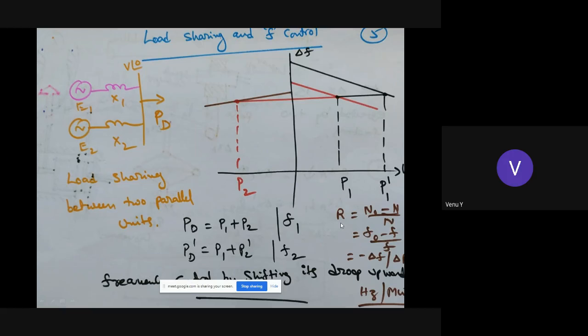And the droop is defined as N naught minus N by N, or F naught minus F by F. F naught is the no load frequency, F is the frequency at a particular load. So therefore, R is equal to minus delta F by delta P, expressed in Hz per megawatt. So this is the load sharing. You can adjust one among the units so that you can share the load with a constant frequency.